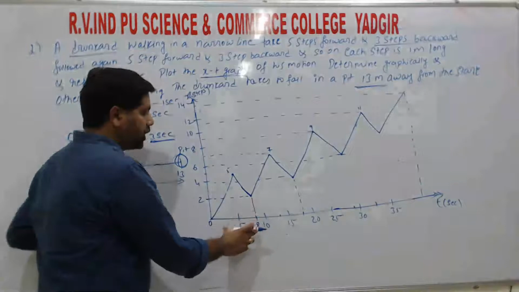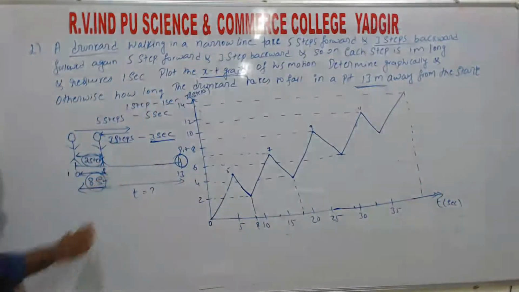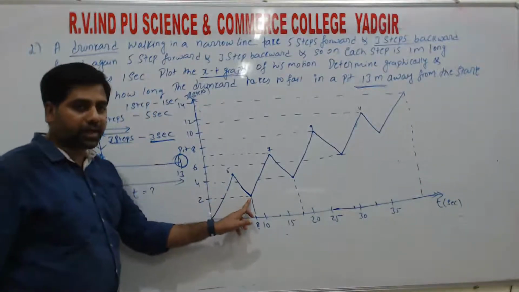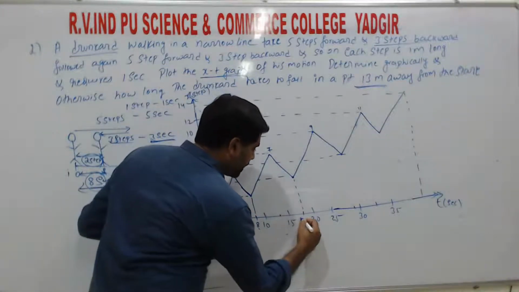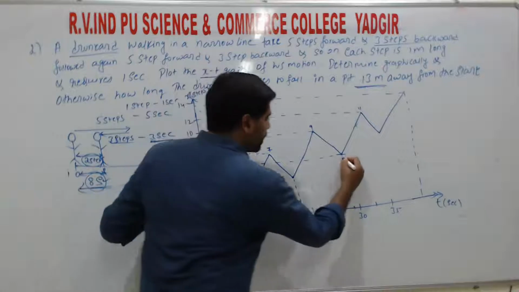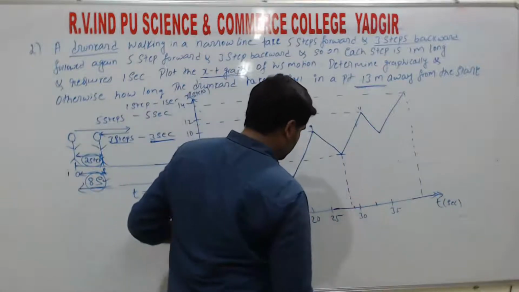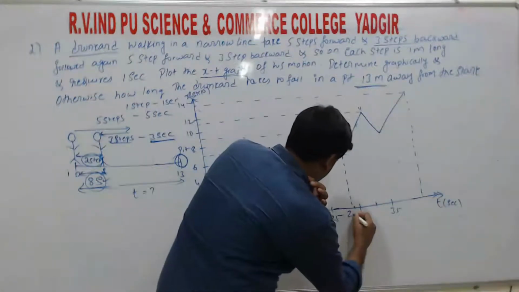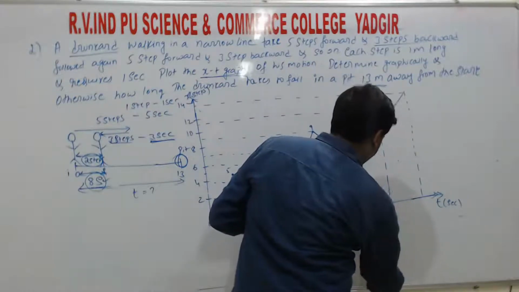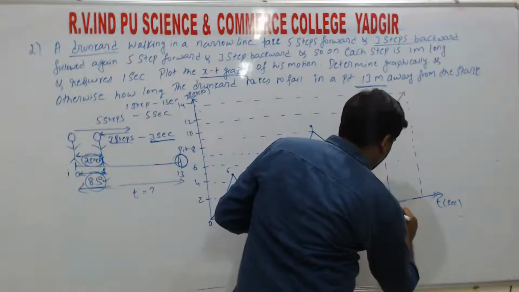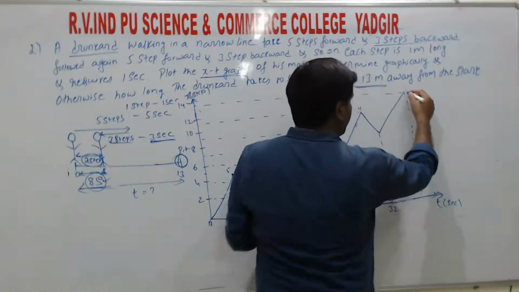So for net displacement, total time taken is how much? 8 seconds. So this gives 8 seconds, right? So again, from here to this point, 8. So 8 plus 8, 16, right? So again, this point 16 plus 8, 24. 24 plus again 8, 32, right? So here it will not complete.